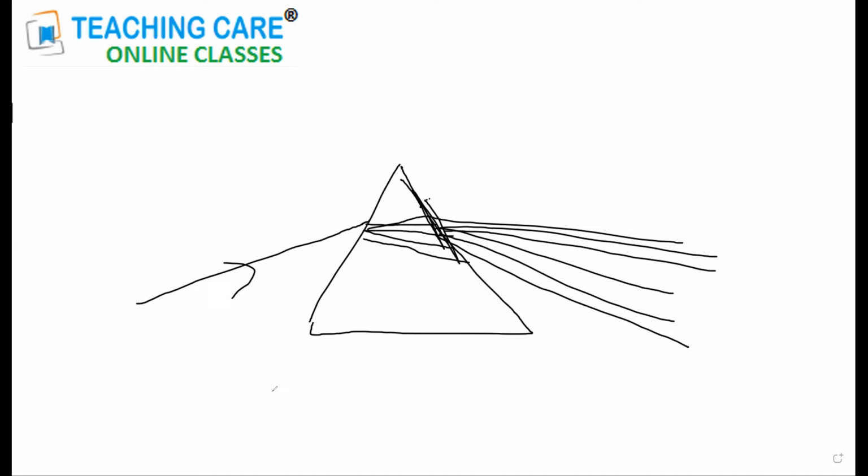Because of this and its other properties, we believe that it is a form of energy which travels as a progressive wave, but is a type of longitudinal wave.